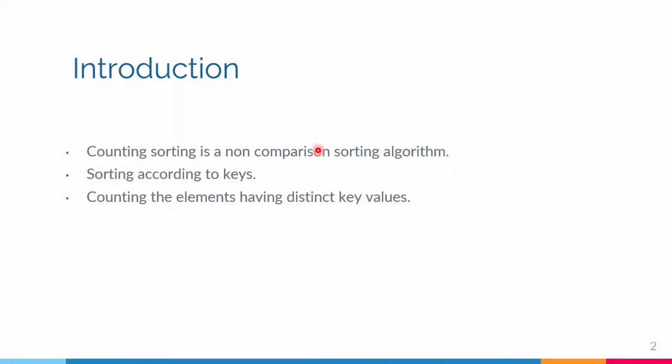Counting sort is a non-comparing sorting algorithm. Now, what is a non-comparing sorting algorithm? A non-comparing sorting algorithm is nothing but sorting the data without comparing the elements of an array. It's known as non-comparison sorting, sorting according to its keys. Now, again, what are the keys? Keys are nothing but the indices of an array, counting the elements having distinct key values.